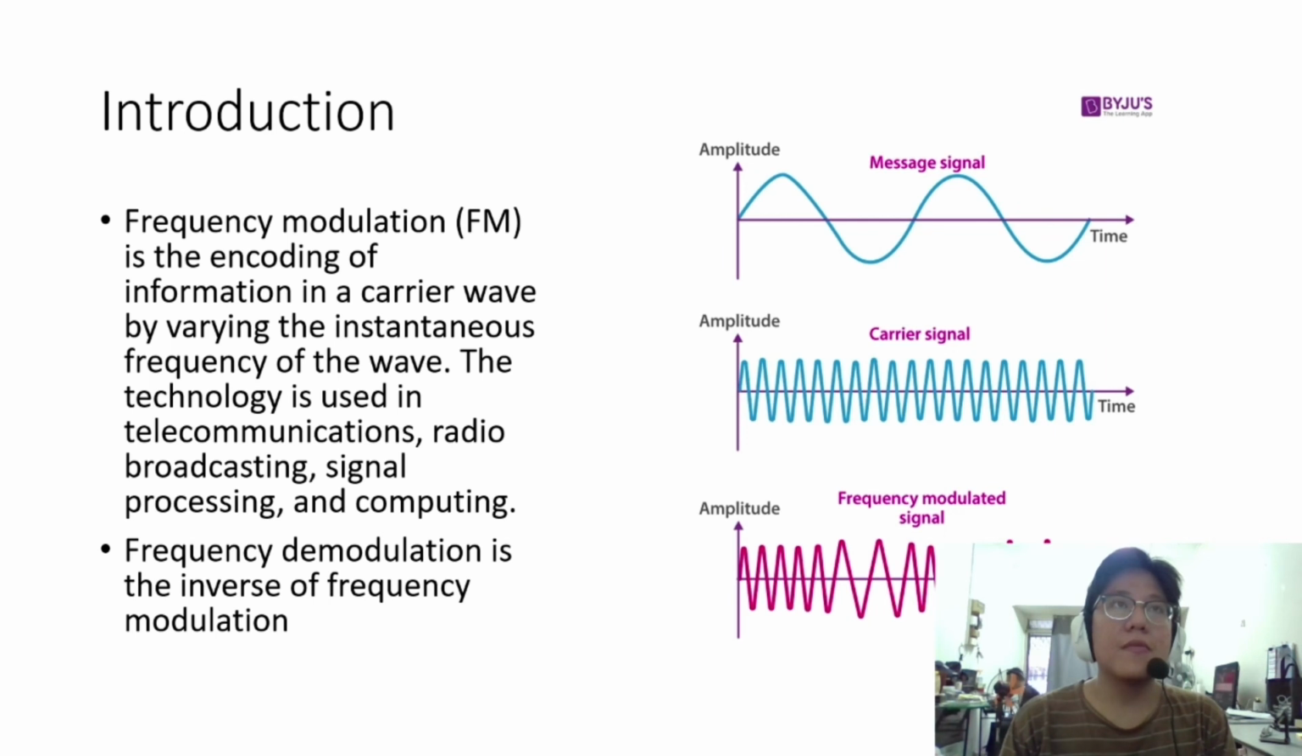So, frequency modulation is the encoding of information in a carrier wave by varying the instantaneous frequency of the wave. The technology is used in telecommunication, radio, broadcasting, signal processing, and computing. And frequency demodulation is the inverse of frequency modulation.